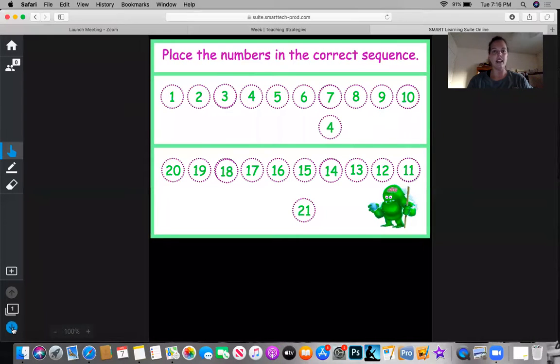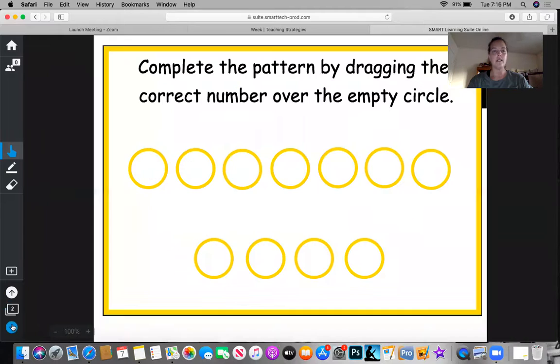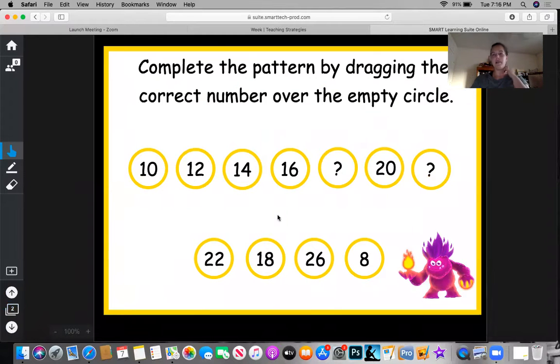All right, so let's look at our next activity. Here we go. All right, so we're going to complete the pattern by dragging the correct number over the empty circle.